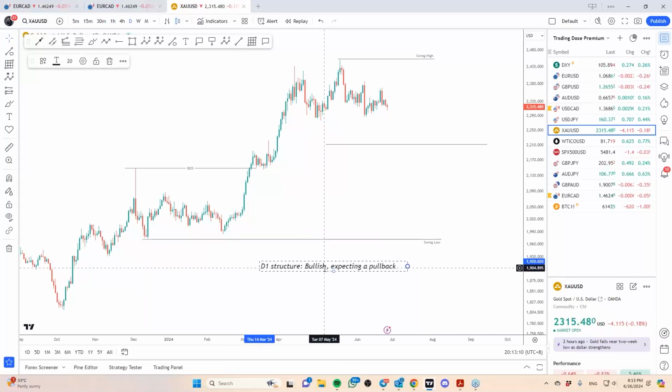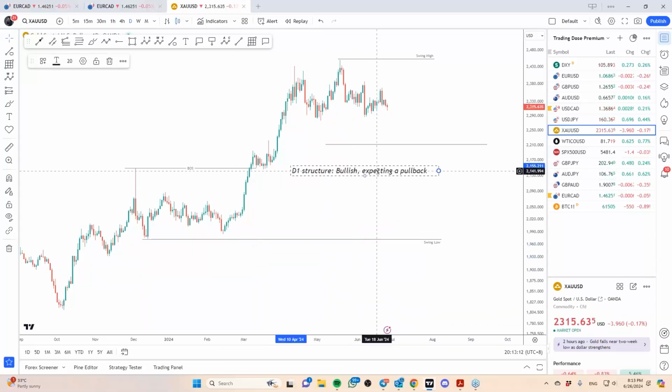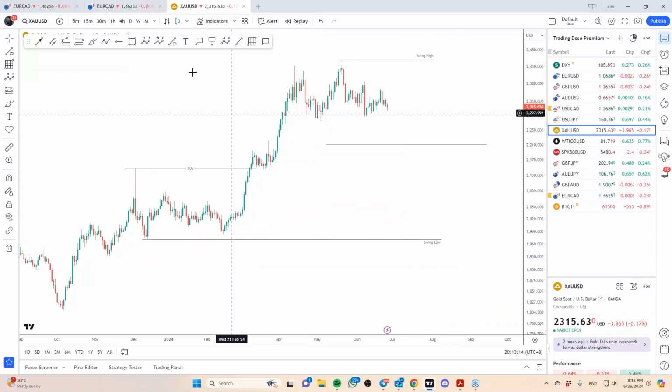Now, if I drop this down, wait, let me just use the right tool.